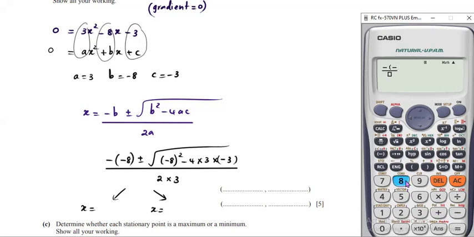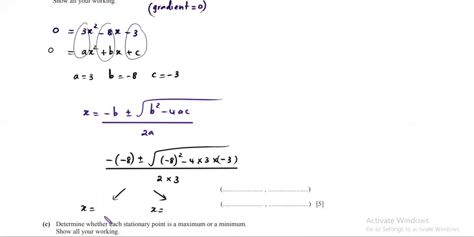Even I can write it this way within the brackets, plus the square root, brackets, minus 8, close bracket, square, minus 4 times 3 times negative 3. The denominator is 2 times 3, that is equal to 3. Then I'm going to change this positive into a negative, and I get the value as negative 1 over 3. So now we know that the two values are 3 and negative 1 over 3.